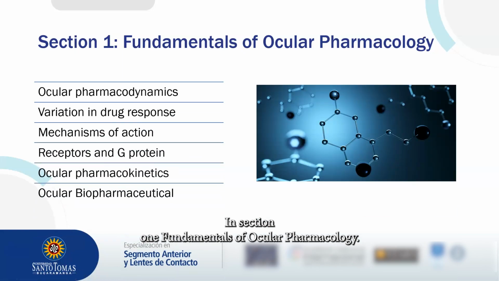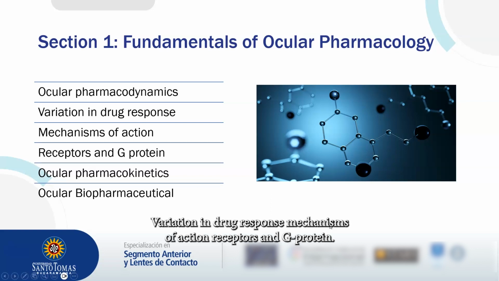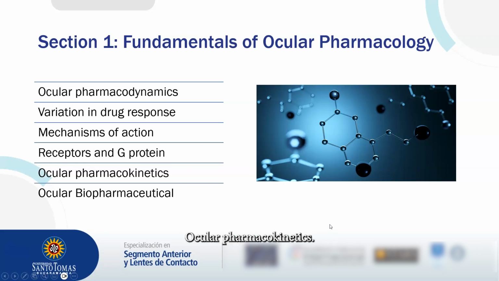In Section 1, Fundamentals of Ocular Pharmacology, we will cover the following topics: ocular pharmacodynamics, variation in drug response, mechanisms of action, receptors and G protein, ocular pharmacokinetics, ocular biopharmaceuticals.